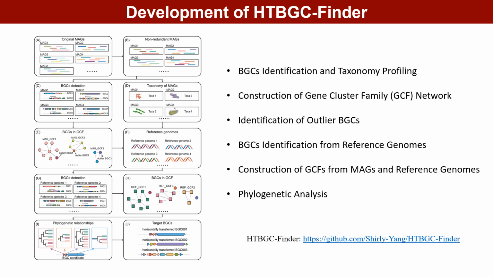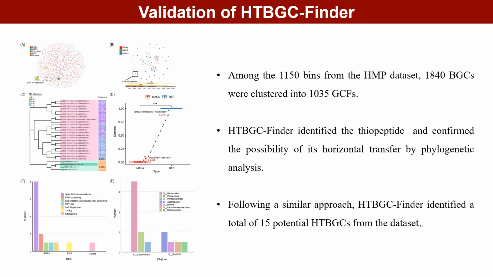Phylogenetic analysis. To evaluate the recognition performance of HTBGC-Finder, we applied this tool to detect the potential HTBGCs involved in thiopeptide production in metagenomic samples from the Human Microbiome Project. Among the 1150 bins, 1840 BGCs were clustered into 1035 GCFs, based on similarity. HTBGC-Finder identified the thiopeptide in the dataset and confirmed the possibility of its horizontal transfer by phylogenetic analysis. Following a similar approach, HTBGC-Finder identified a total of 15 potential HTBGCs from the dataset.